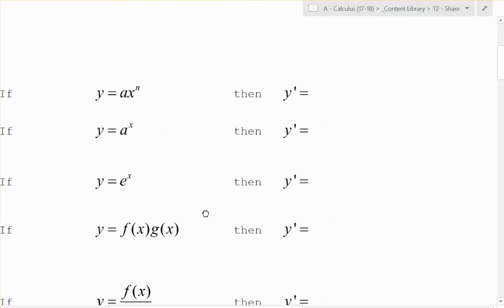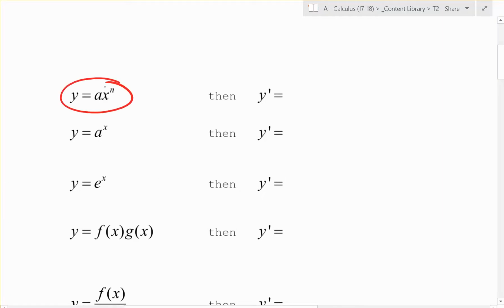So first we have y equals a times x to the n. Keep in mind that a and n are both constants. So what that means is we're just going to bring the n to the front and reduce it by 1. So the derivative will be n times a times x to the n minus 1.